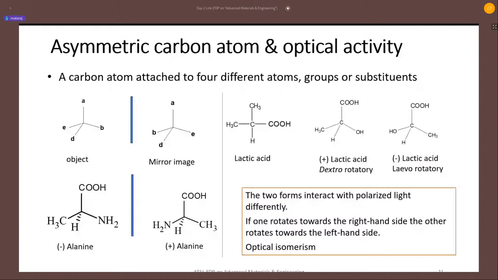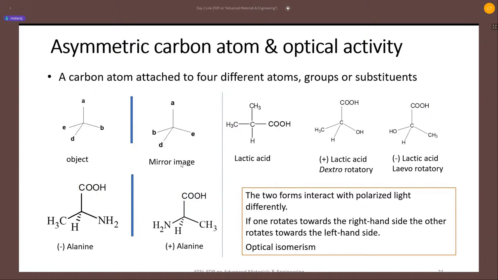They differ only in the structural disposition; otherwise, with respect to the number of atoms connected, both isomers are the same, but the only difference is the disposition about the central carbon in space. Orientation in space we call stereo, so they are called stereoisomers. These two forms differ in rotating the plane of polarized light. If one isomer rotates the plane of polarized light towards the right, the other rotates towards the left, and that's why the property is called optical activity, and this phenomenon is called optical isomerism.